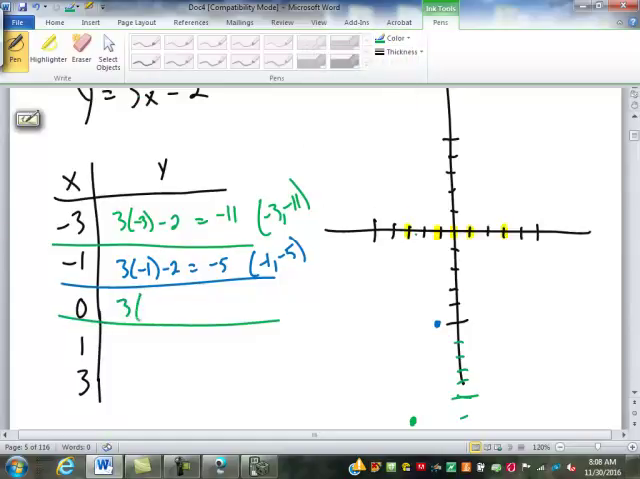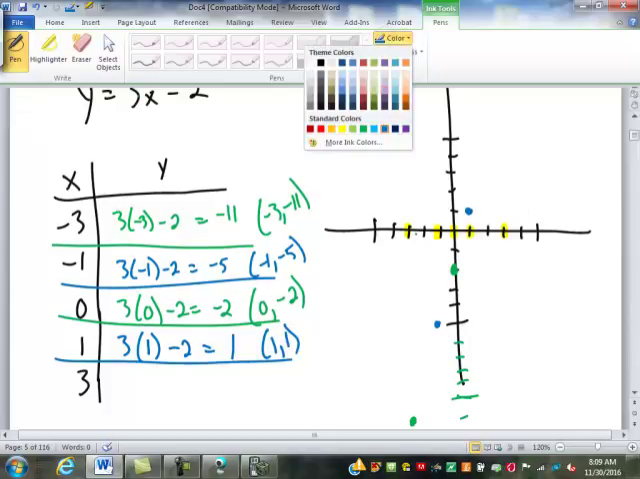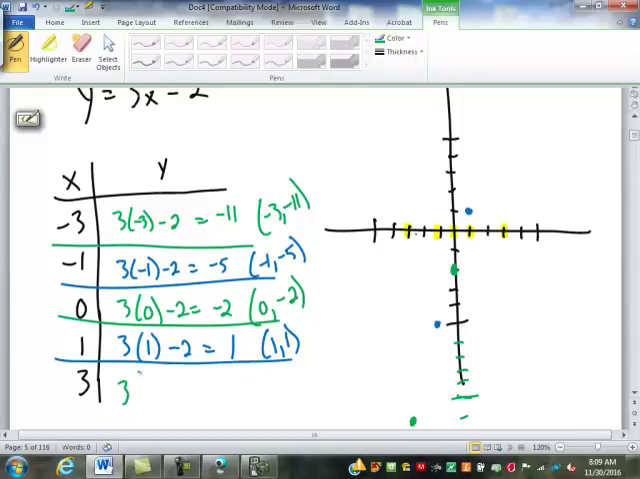x is 0, y is 3 times 0 minus 2, or -2. So that gives us the coordinate x is 0 and y is -2. So 0, -2 is right there. And at this point, those 3 points fall in a straight line. So we start to suspect that this is a line. But we'll keep going. When x is 1, y is 3 times 1 minus 2. 3 minus 2 is 1. So when x is 1, y is 1. So 1, 1 is right there. And when x is 3, y is 3 times 3 minus 2, which is 7. So x is 3, y is 7.